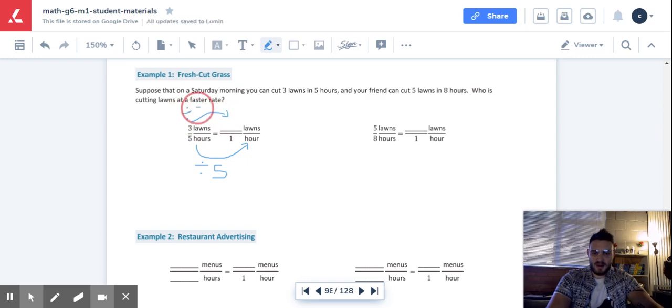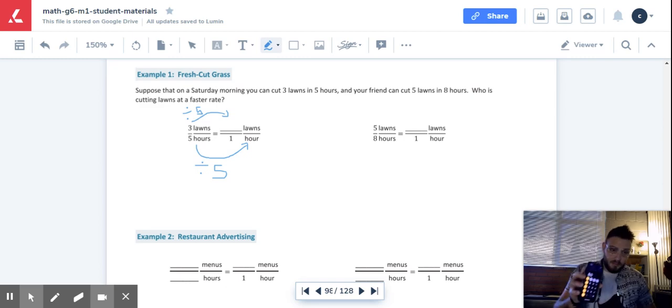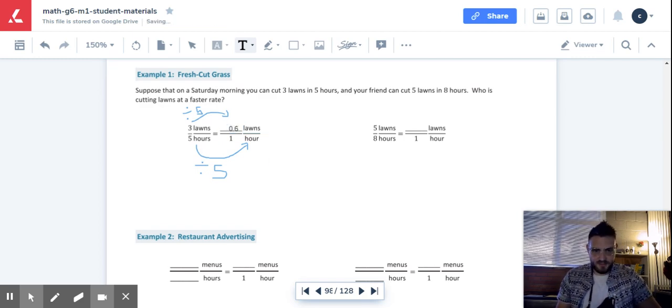So 3 divided by 5, and you can say that is 3/5 lawns per hour. Or if we do it in decimal form, I would totally use a calculator for this. You go 3 divided by 5, and you get 0.6. So here, the answer is 0.6. Now, we're going to do the same thing for the second guy.